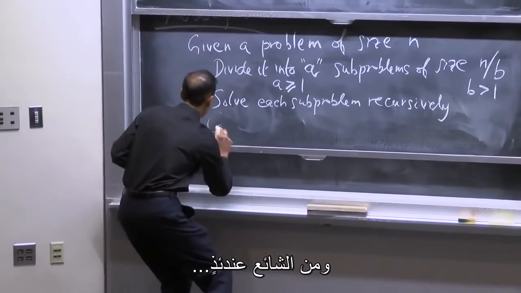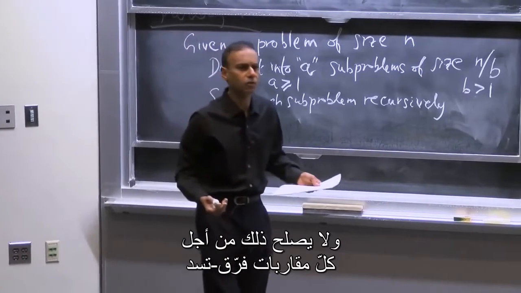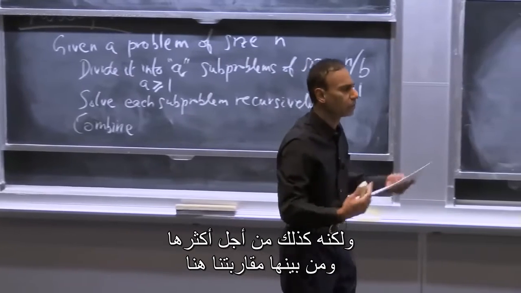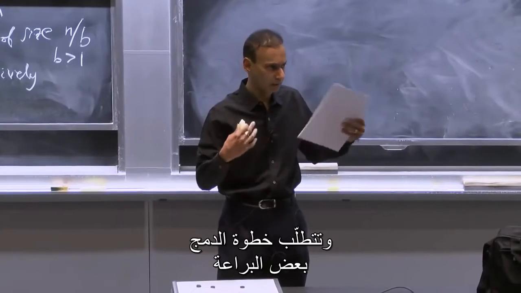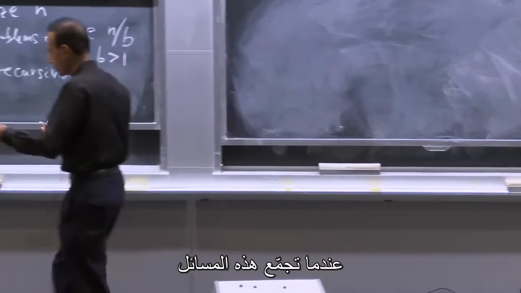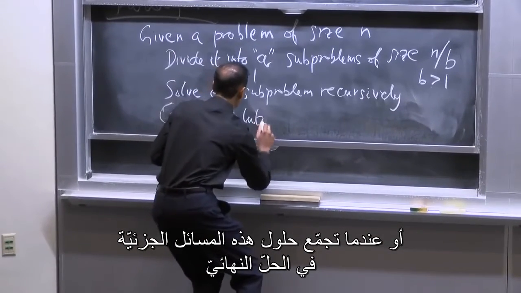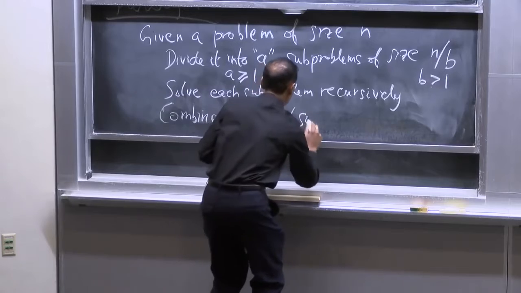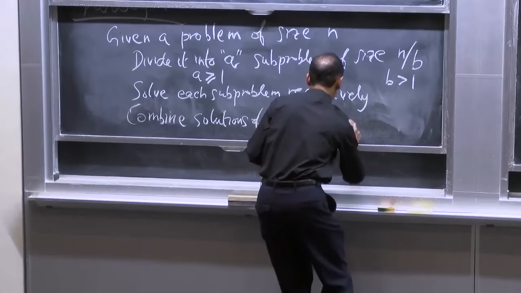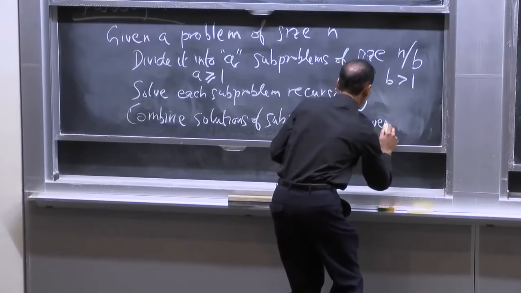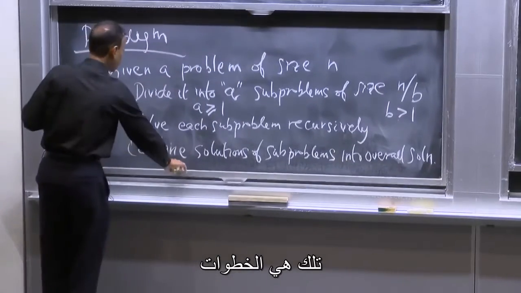And then typically, this is not true for all divide and conquer approaches, but for most of them, and certainly the ones we're going to cover today, the smarts is going to be in the combination step. When you combine the solutions of these subproblems into the overall solution. And so that's the story.